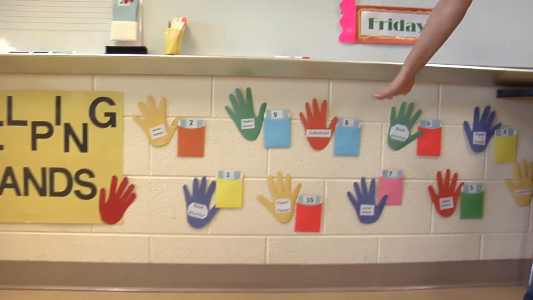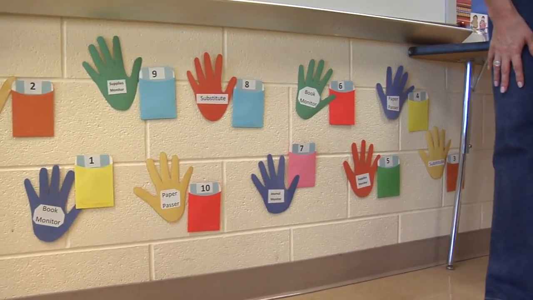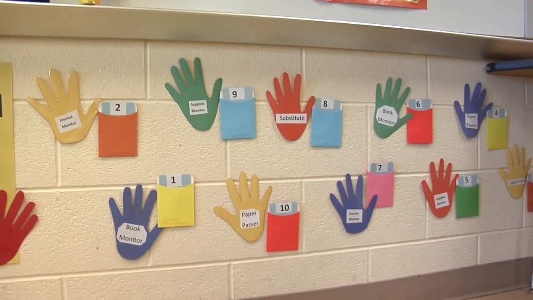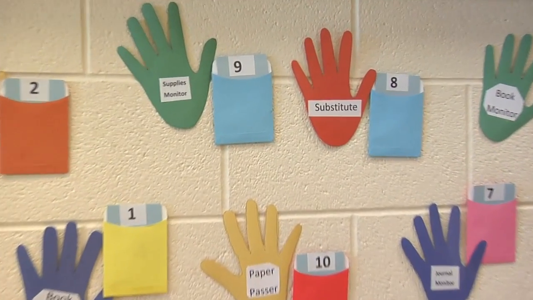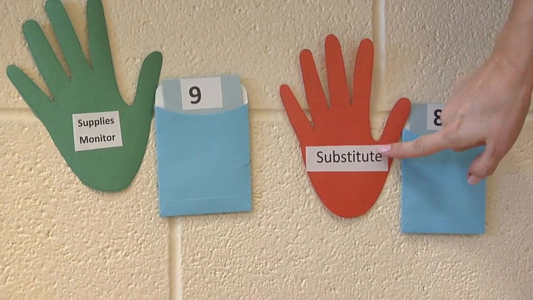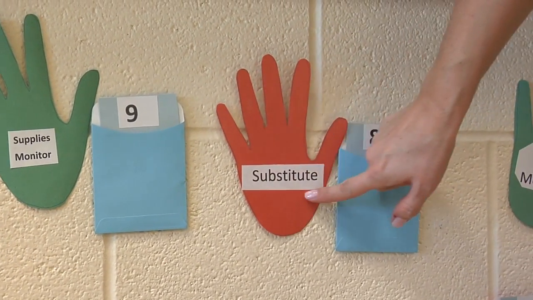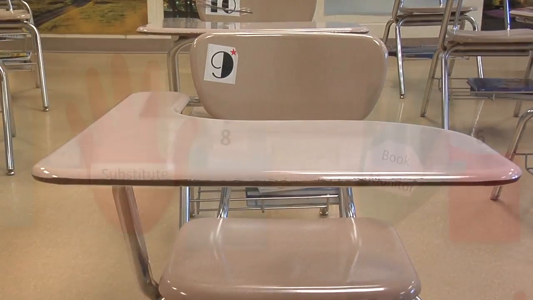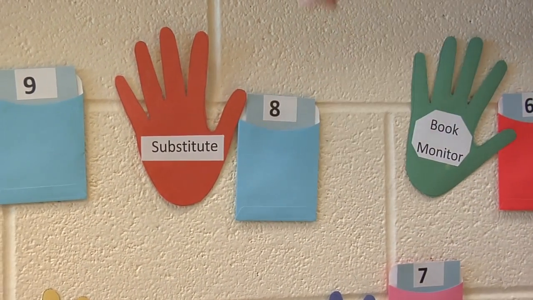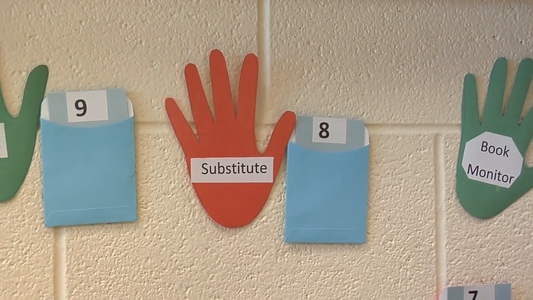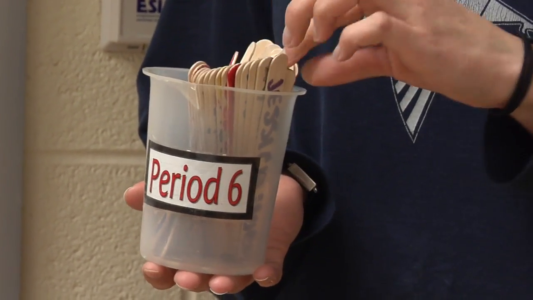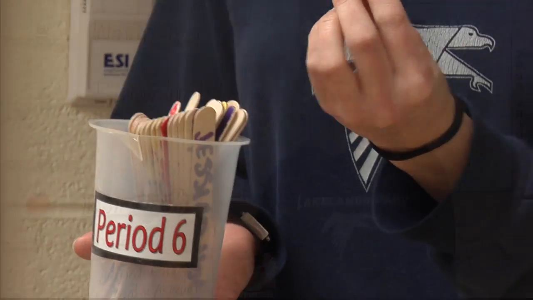One good example of increasing student participation is using helping hands. You can see that each handprint has the role or job that that student is responsible for doing in the classroom, and then this card corresponds to the seat number that the child sits in. So this teacher knows that seat number 8, whomever is in seat number 8, is the substitute for that particular class period. Katie Hoffmaster uses calling sticks to enhance student participation.